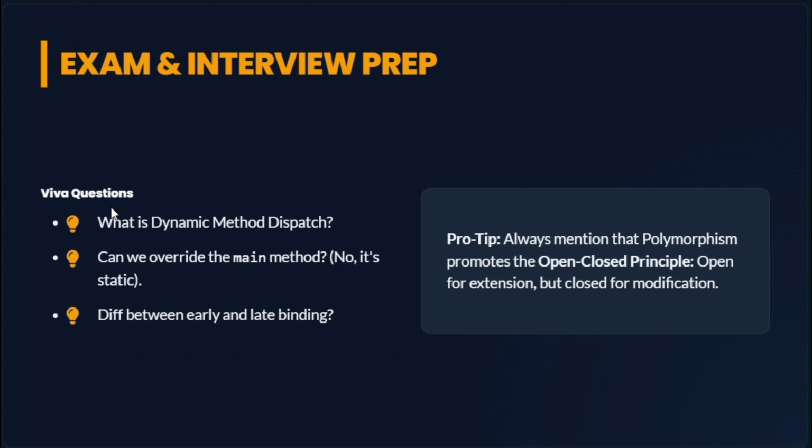If an interviewer asks, what is dynamic method dispatch? Then just tell them it's the process where a call to an overridden method is resolved at runtime. Can we override the main method? The answer is no because the main method is static. Difference between early and late binding: early binding takes place during compile time and late binding takes place during runtime. These are the important points to be remembered.